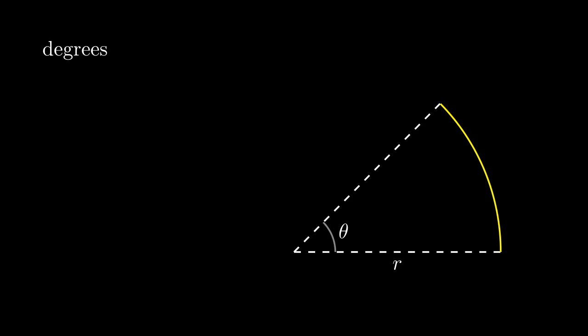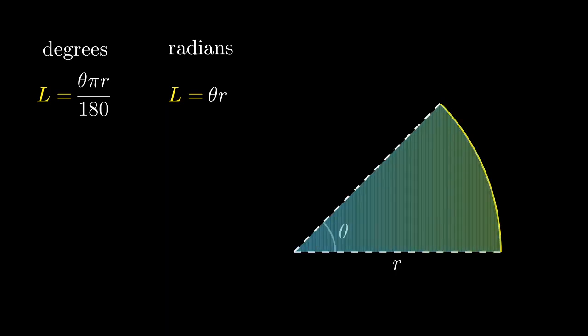For instance, take a look at this yellow arc we have. If we were measuring theta in degrees, this would be the formula for the length of that yellow line. But now that we are measuring theta in radians, the formula is very simple, just theta times r. Similarly, if we're looking at the area of this pie slice, often called a sector, in degrees the formula is this mess. But in radians, the formula is as simple as 1/2 theta r squared.